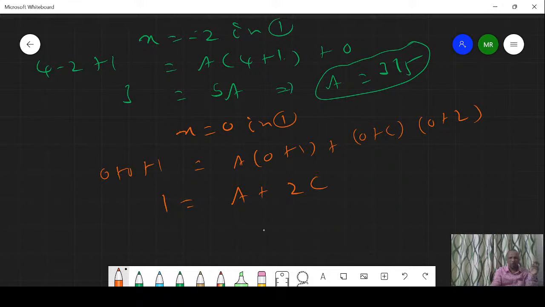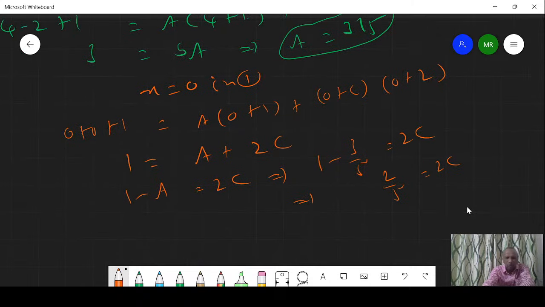But we know the a value, 3 by 5. 1 minus a equal to 2c. So 1 minus 3 by 5 is equal to 2c. Then you will get 2 by 5 is equal to 2c, right? C is equal to 1 by 5. So the c value comes.